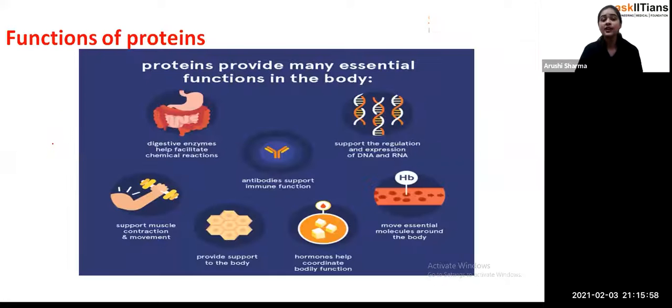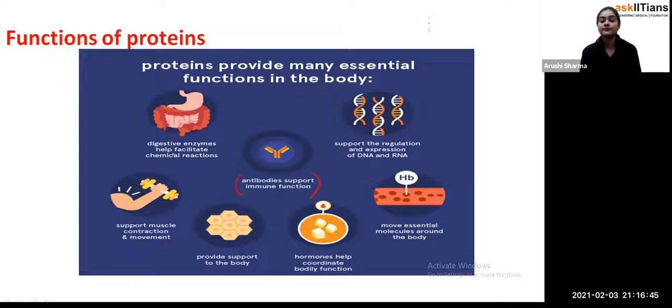Now if we see what the functions of the proteins are, the proteins provide many essential functions in the body. First of all, antibodies support immune function. That means they increase the immunity of our body. As I have told you, if your immunity is good, you are able to fight diseases. But if your immunity is not good, you are not able to fight those diseases. So if by chance you are having any kind of disease, your immune system will become stronger, and the antibodies present in our body can fight the disease and you will get fine.